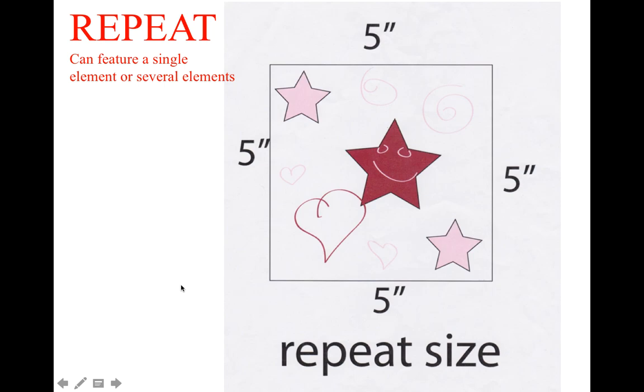So your motif does not have to be a single piece, such as a polka dot or a star, but it can be a bunch of elements grouped together that you are going to repeat. So this would be called repeat. So here you can see an example featuring a star, a swirl, a heart, and this is a 5 by 5 inch square, and then this is referred to as my repeat.